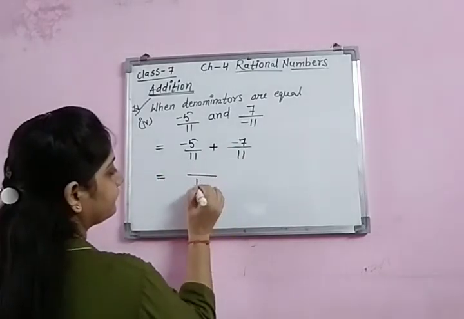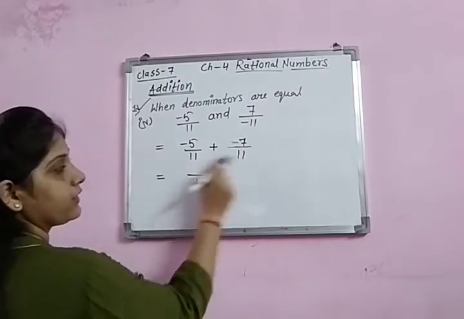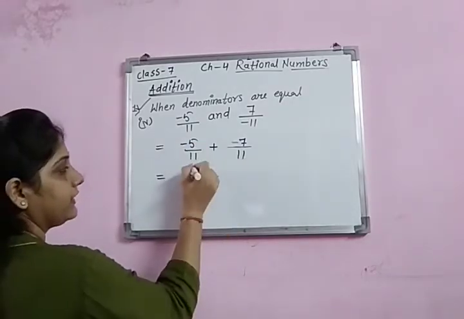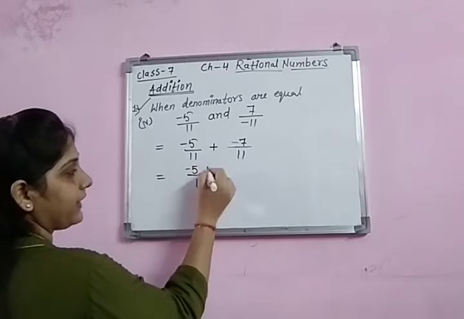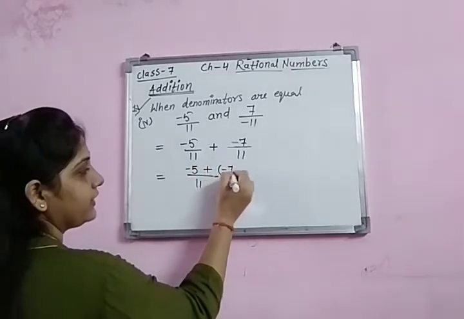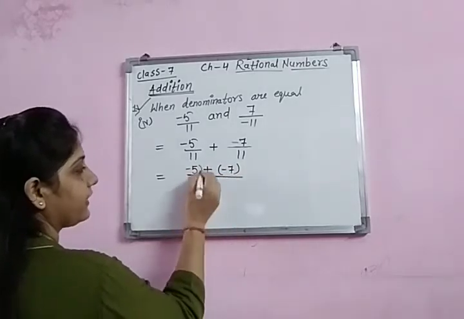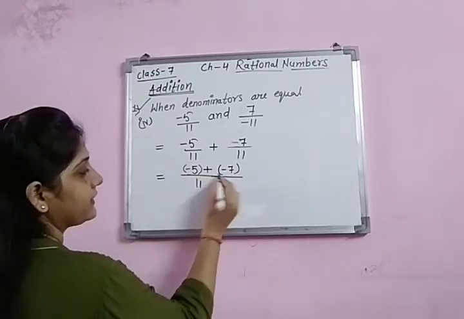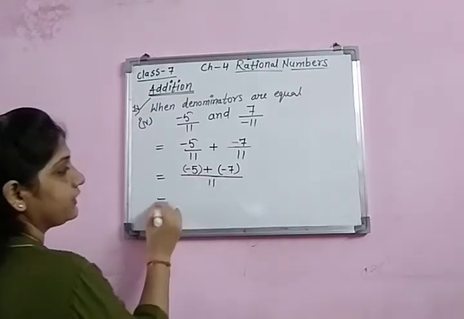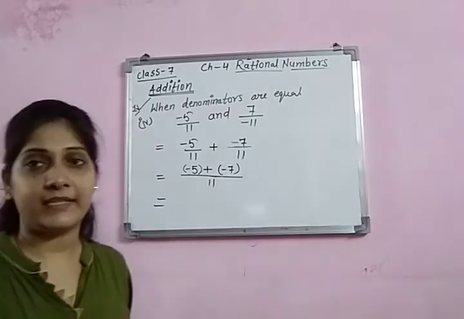Now the LCM is only 11, because it is the same. So write the numerator as it is: minus 5 plus minus 7. Whenever you see a negative number, please write it in brackets. It makes your calculation easy. There will not be any chance of mistake.